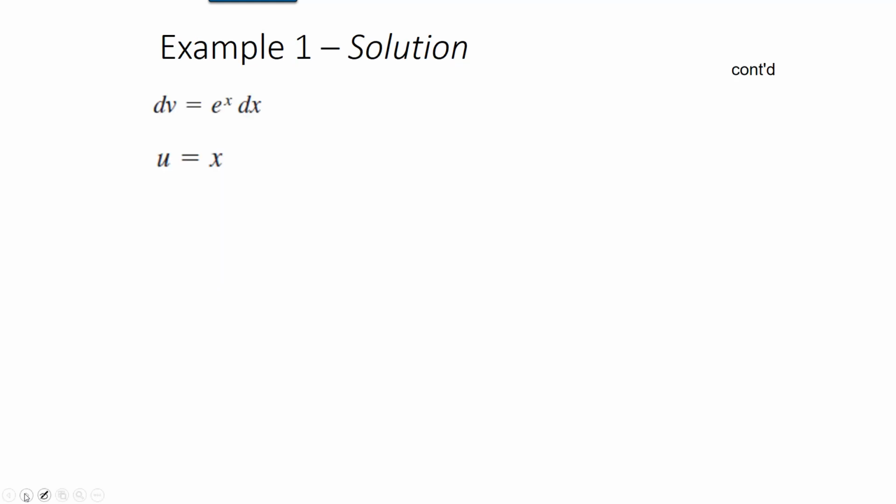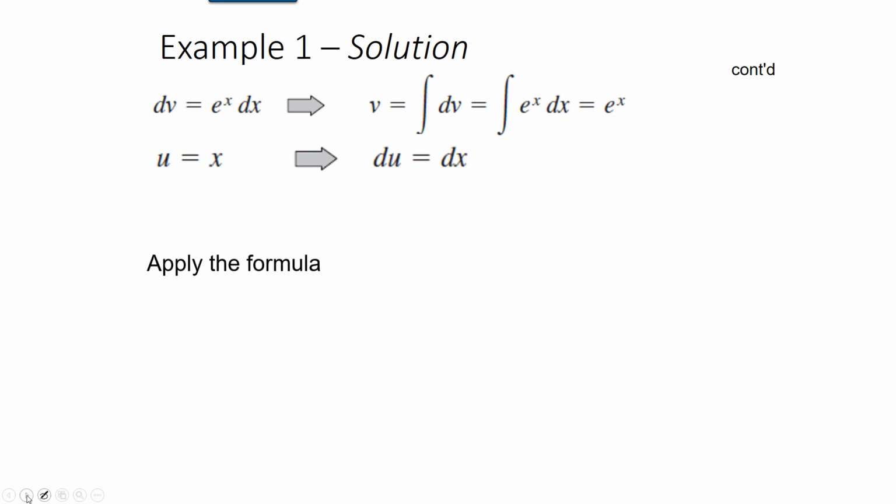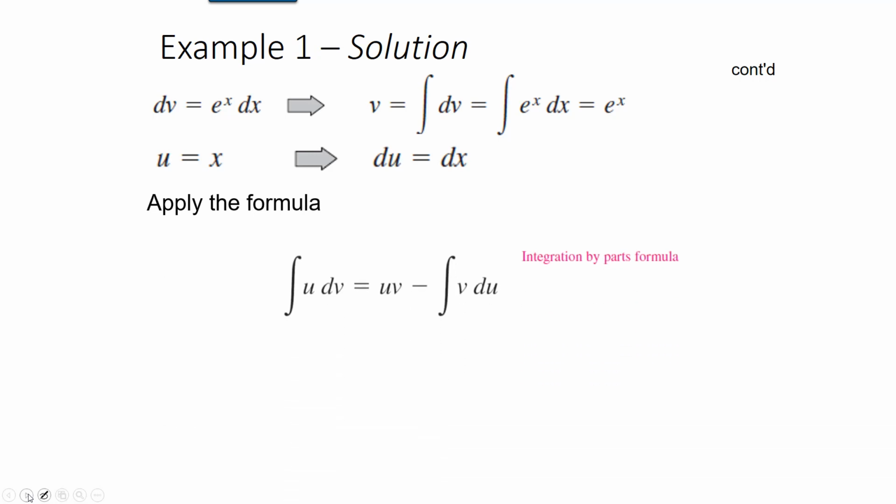So once we've chosen our dv and our u, the next step is always to find our v and our du. So for dv equals e to the x dx, v is going to be the integral of that, so that's going to be just e to the x. And for u equals x, du is going to just be dx. These are the things that we need to plug into our formula. So let's apply the formula.